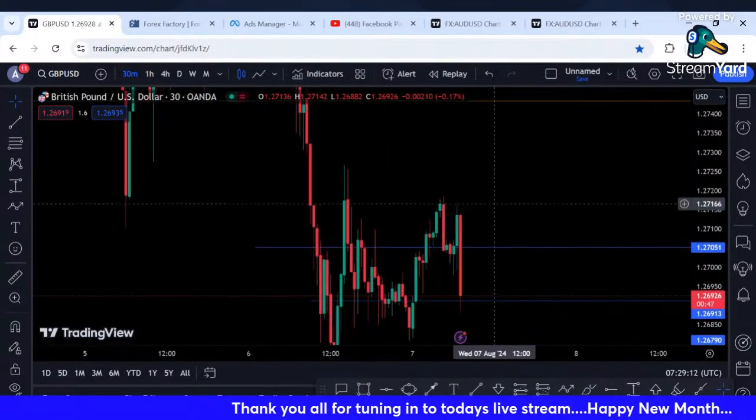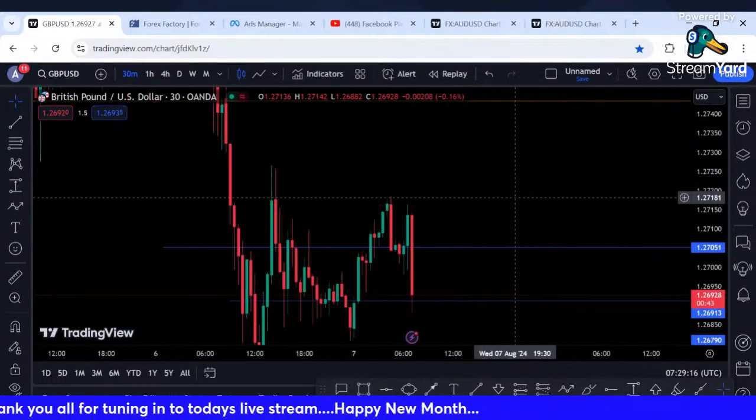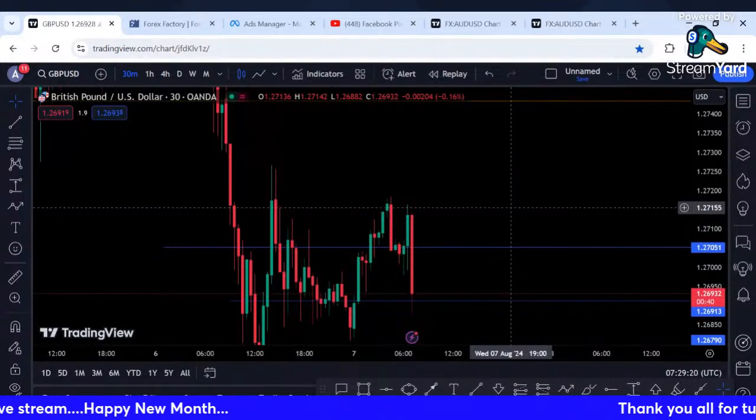And so let me address this thing. The stop loss simply means what? The amount you are willing to risk on a trade.